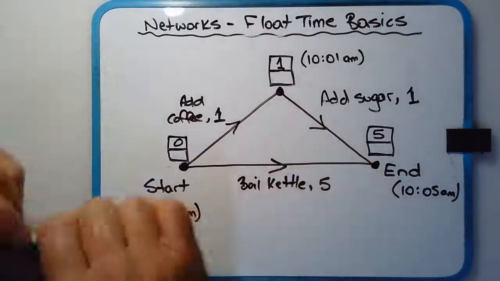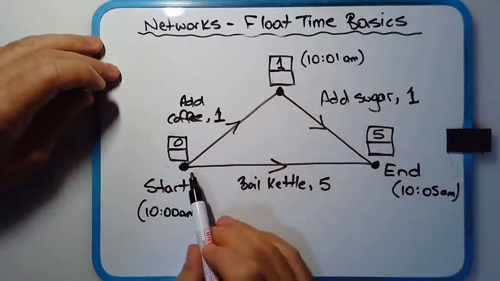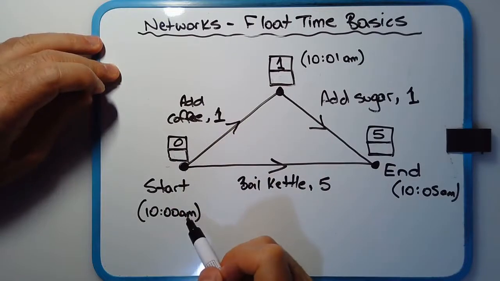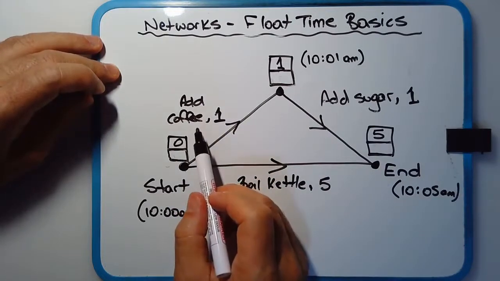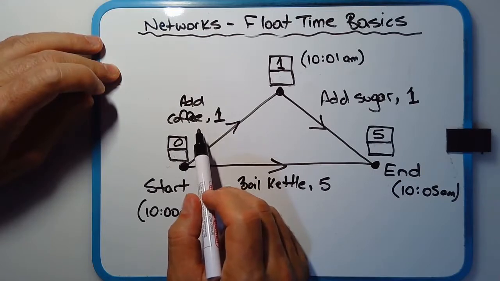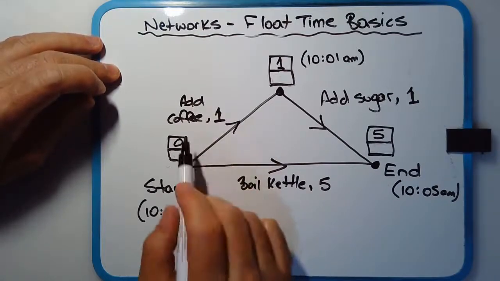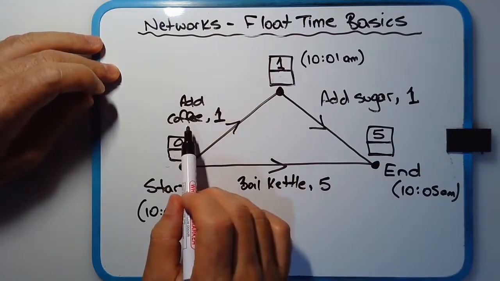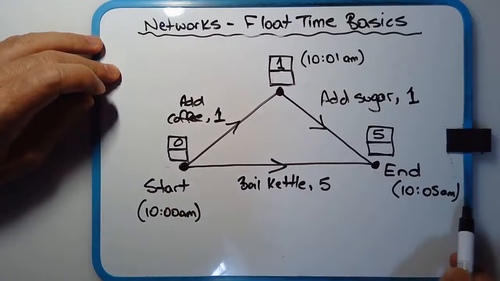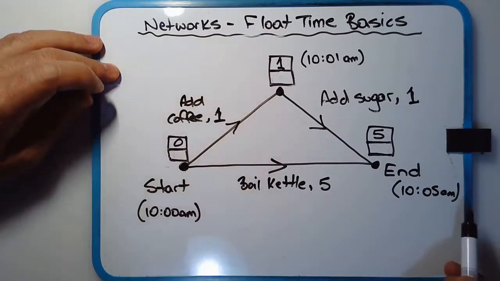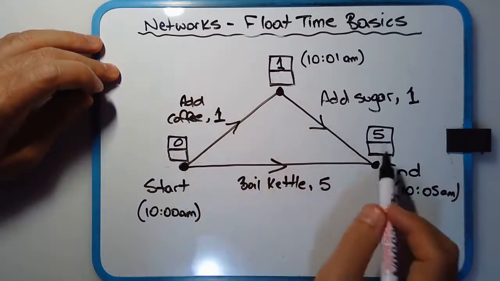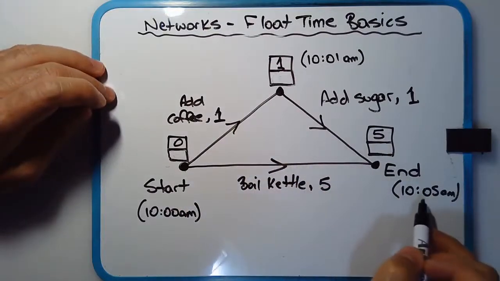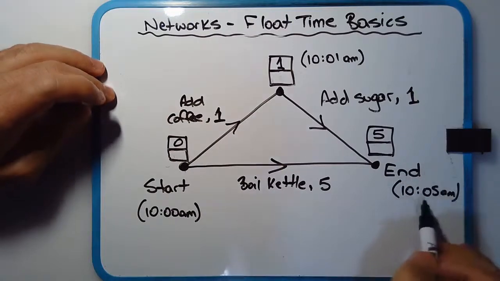Now, it's fairly obvious that if the kettle's going to take 5 minutes to boil, adding the coffee to the cup does not have to be done at 10 a.m. I could add the coffee at 10:02 or even 10:03. In fact, how late could I add the coffee to the cup without delaying the project? Clearly I can't add the coffee at 10:05, because that would delay the project by a minute; I'd be drinking the coffee at 10:06. So we need to work out how late an activity could be started without impacting the end time or the total time of the project.